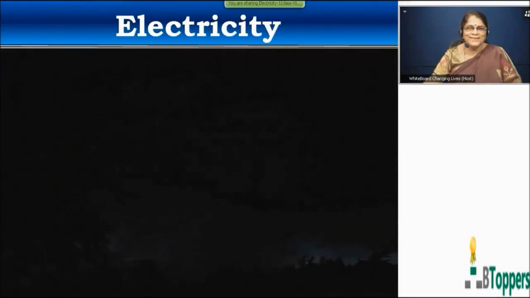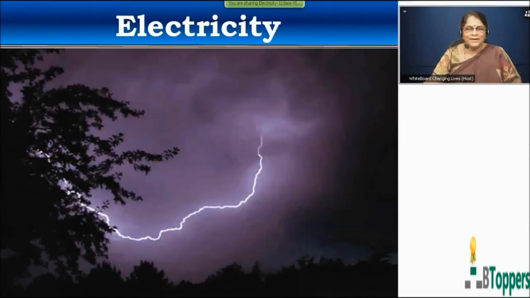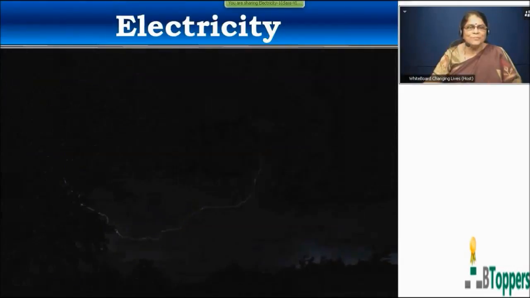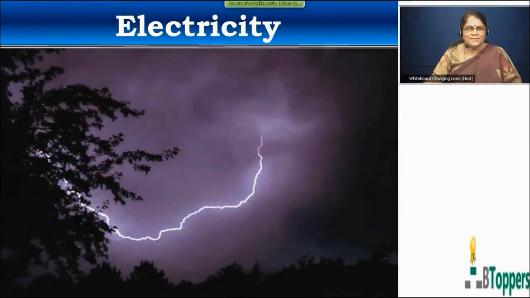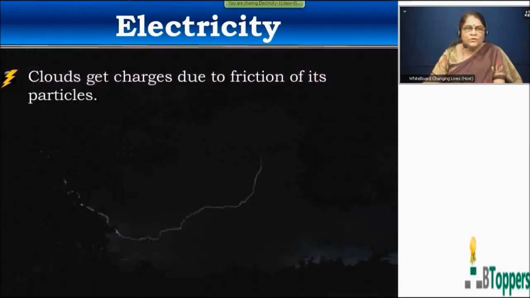What do you see here, children? Have you ever seen this? Did you observe something happening in the sky during a thunderstorm or very heavy rainfall? This is lightning. So how does lightning happen? Clouds are made up of very tiny particles. And during a thunderstorm, these tiny particles get agitated, and due to friction, they become charged. So clouds get charged due to friction of its particles.